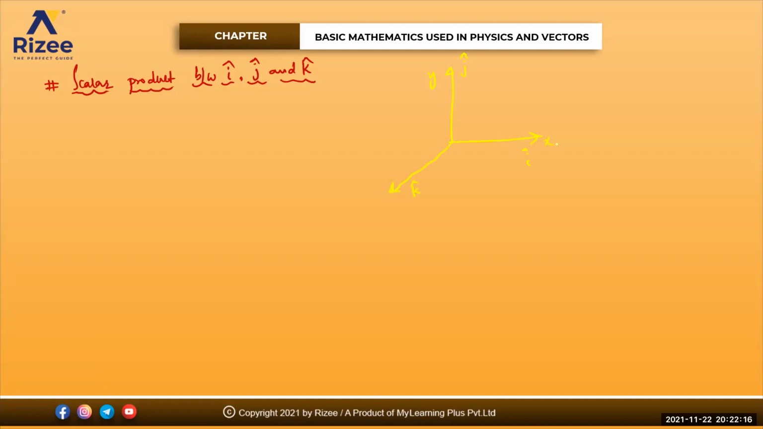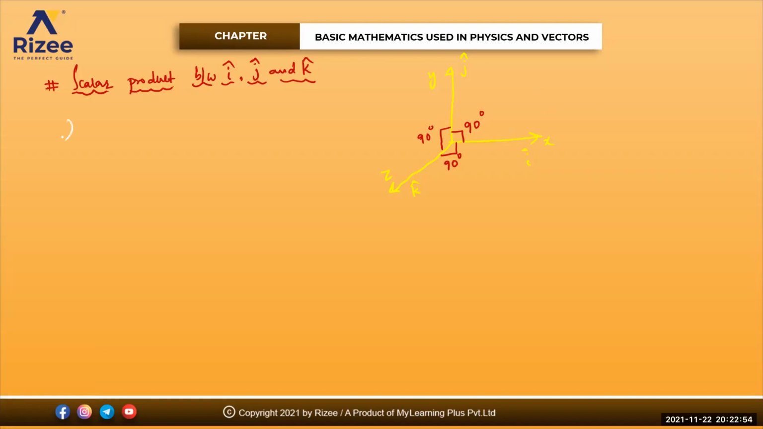This is along X axis. This is along Z axis. Okay. Angle between I and J is 90 degrees. Angle between J and K is 90 degrees. Angle between I and K is 90 degrees. Clear? They are also called orthogonal vectors, beta. If the angle between them is 90 degrees, they are called orthogonal unit vectors.